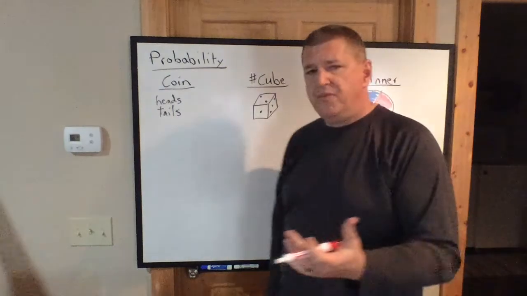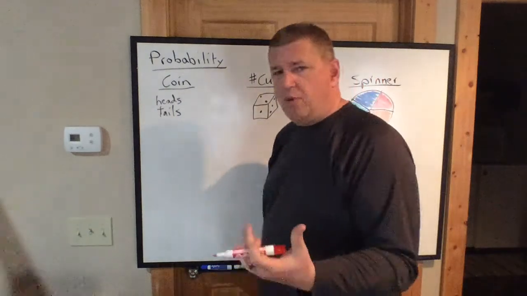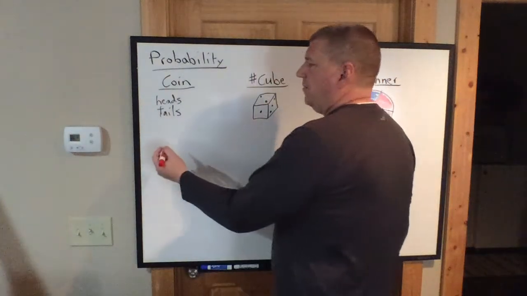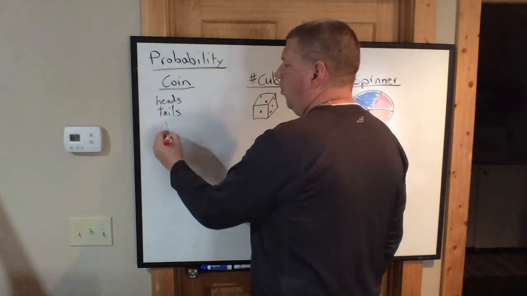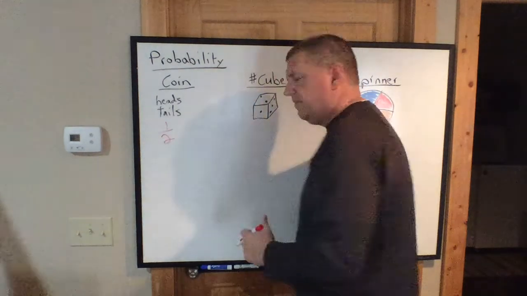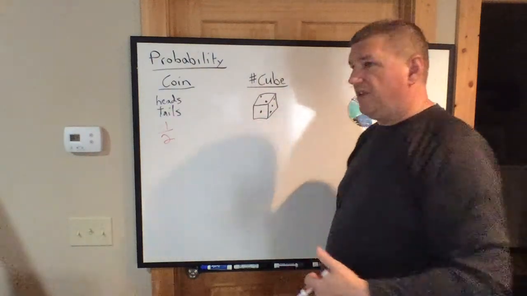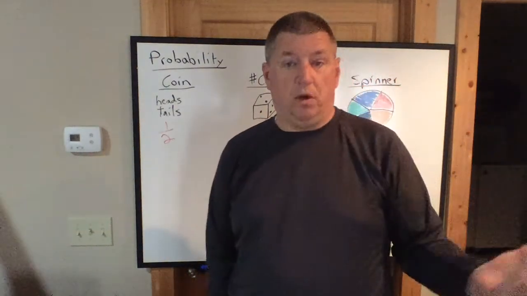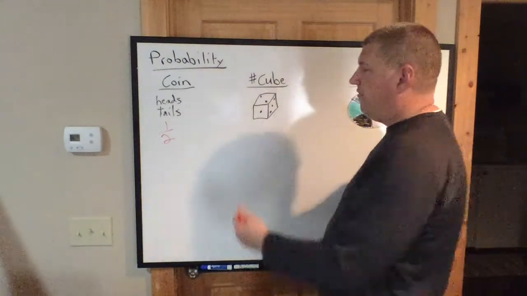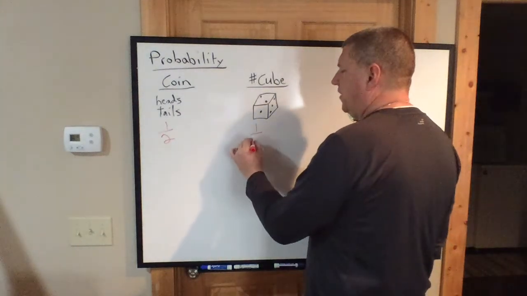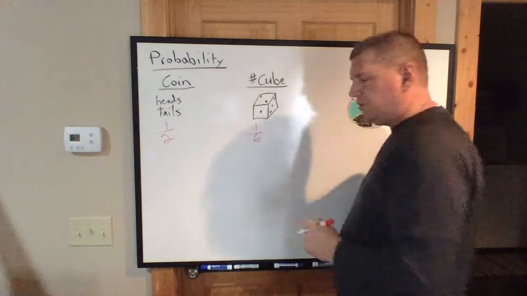So the coin, when we talk about probability, let's say what's the probability of coming up with heads? It becomes 1 out of 2. That gives me that probability. When I deal with a number cube, let's say I want a 4. What's the probability of getting a 4? There is 1 four on the cube out of 6 possible numbers.